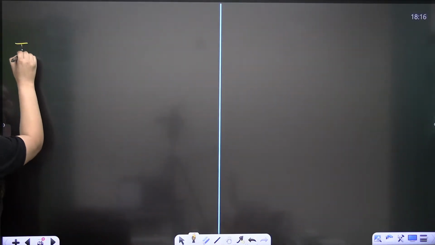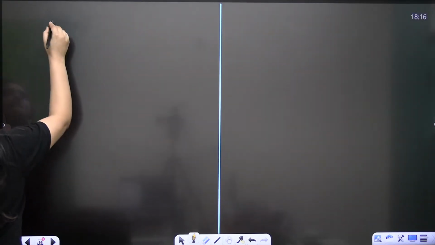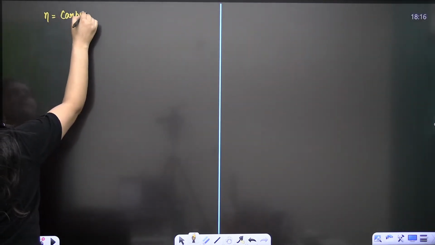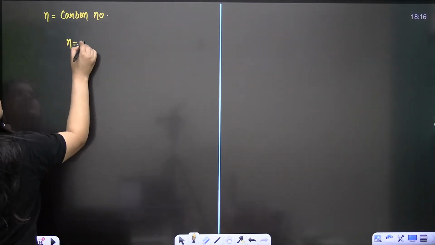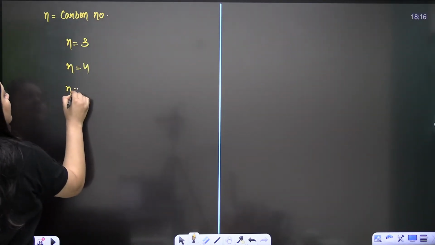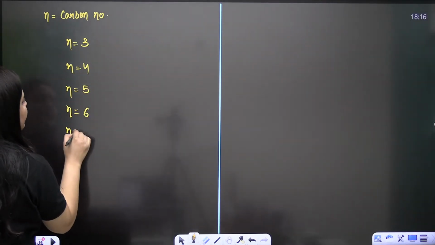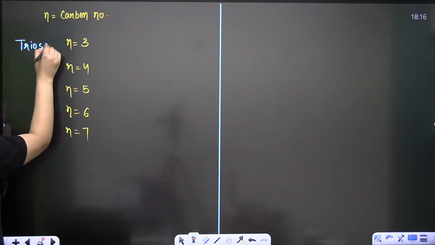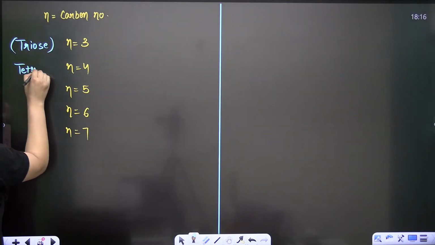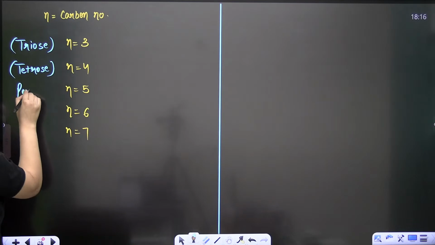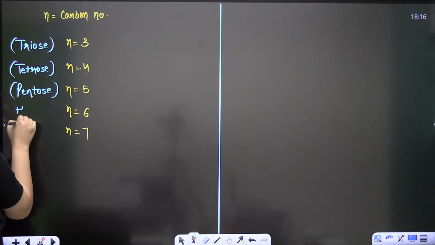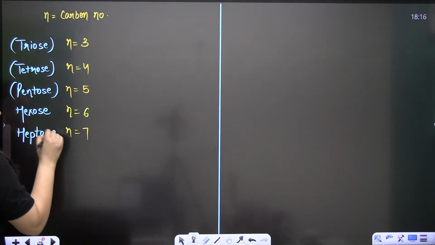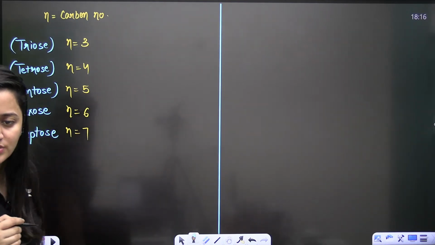Now see, if carbon number is 3, can I call it triose? Let's say N is equal to the carbon number. If carbon number is 3, 4, 5, 6, 7. If the carbon number is 3, it will be triose, tri meaning 3. Carbon number 4, tetrose. Carbon number 5, pentose. Carbon number 6, it's hexose, like your glucose is a hexose. And carbon number 7 is going to be heptose. Are you getting it? It is going to be heptose. Clear, bache?